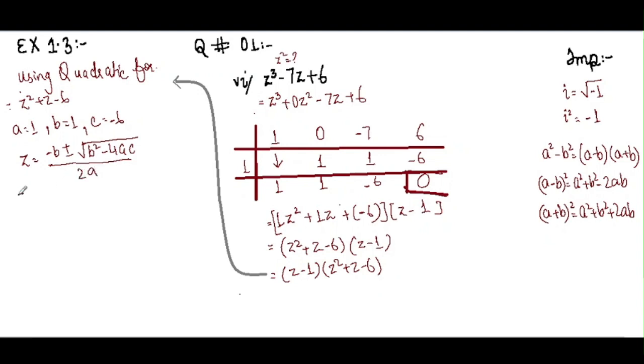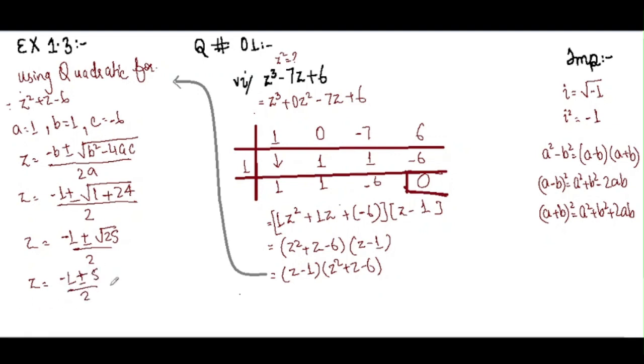So z equals minus, now we are just going to put these values of a, b and c, minus 1 plus minus square root of b square. B is 1, so 1 square is 1, minus 4 into minus 6 into 1. So 4 into 6 gives us 24, and the negative and negative sign cancel to become positive. So here 1 plus 24 whole divided by 2 into a. 2 into 1 gives us 2. Z equals minus 1 plus minus square root of 25 whole divided by 2. So z equals minus 1 plus minus 5 whole divided by 2.